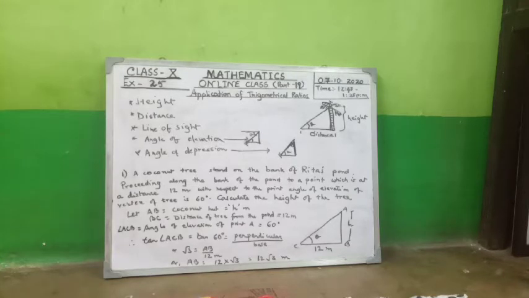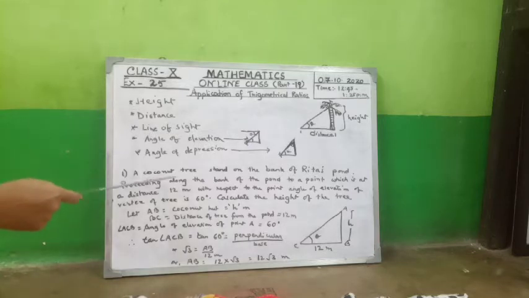Clear, children? So what five things you have to keep in mind: the height of the object, the distance of the object, line of sight, angle of elevation, and angle of depression. And obviously angle means in trigonometry theta. By this time, at the end of the syllabus, you should be knowing that theta means angle. Now I have solved one sum with you, and it is a very easy sum. I hope it will help you to solve the problem.